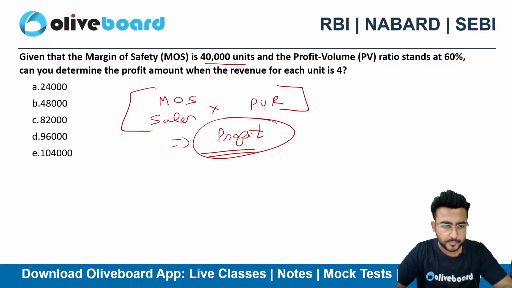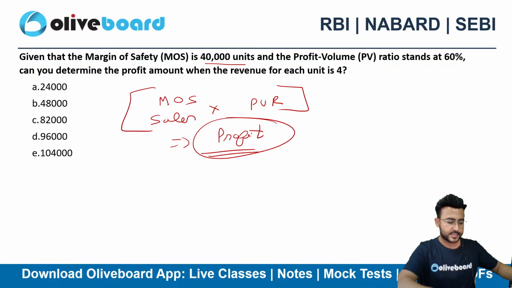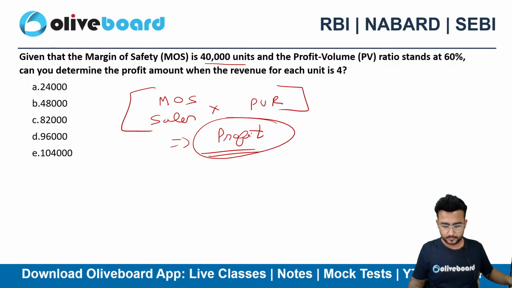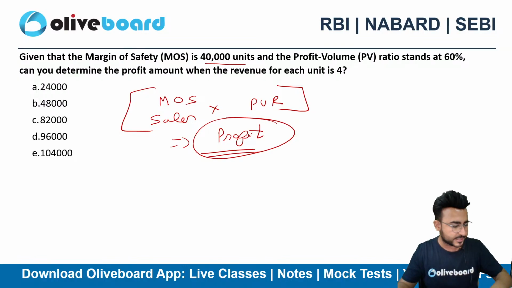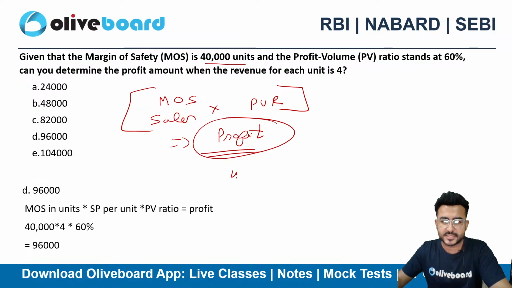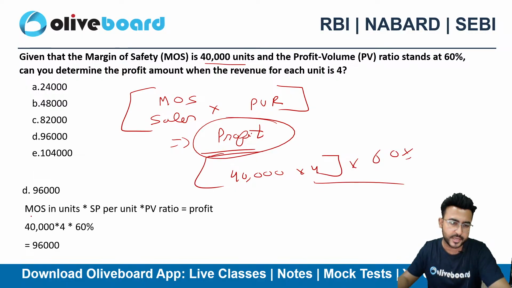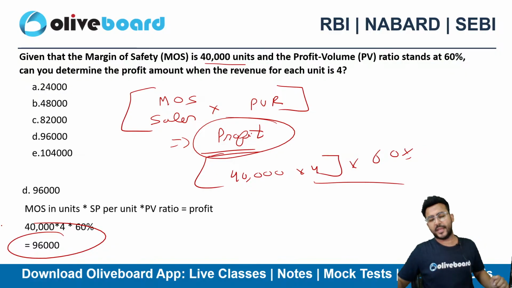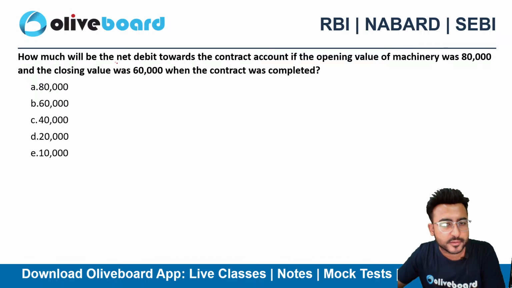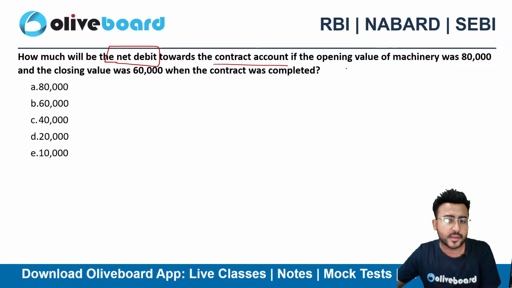So the amount here should come in seconds. Okay, you should be able to compute the answer in seconds now. What do you think guys? What is the correct answer here going to be? Option D. MOS sales is nothing but 40,000 multiplied by ₹4, multiplied by the PV ratio which is 60%. So the correct answer here will be 96,000. Okay, 96,000.